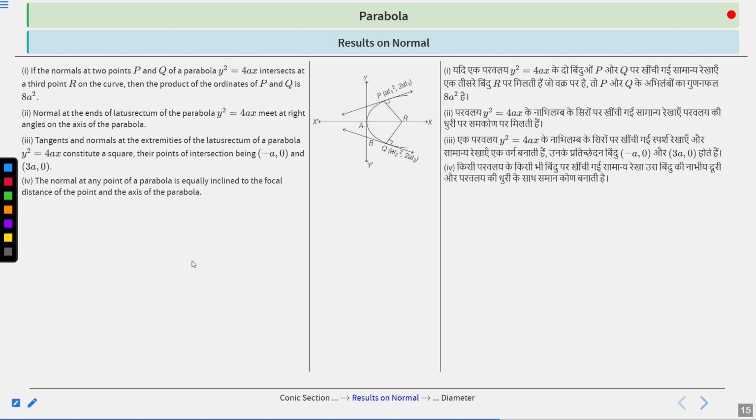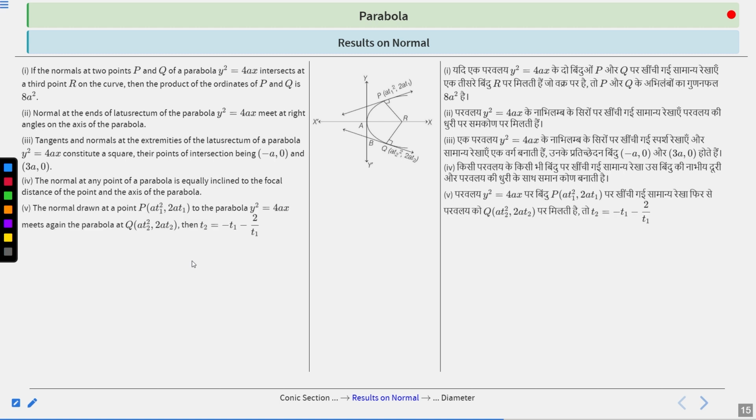Next, the normal at any point of a parabola is equally inclined to the focal distance of the point and the axis of the parabola. Next, the normal drawn at a point P (at1 square, 2at1) to the parabola y square is equal to 4ax meets the parabola again at Q (at2 square, 2at2), then t2 is equal to minus t1 minus 2 by t1.